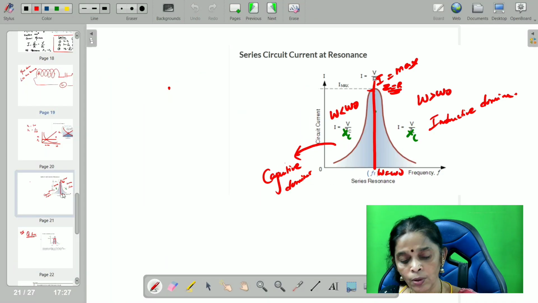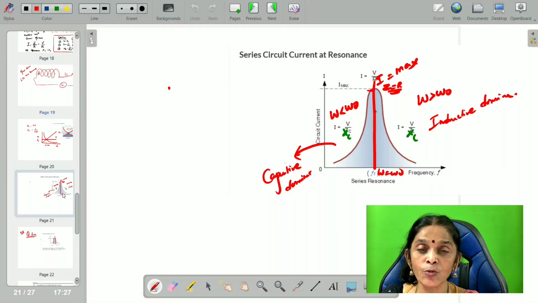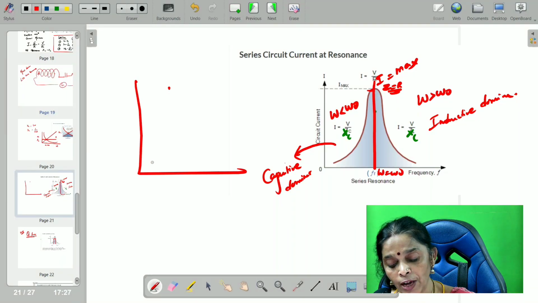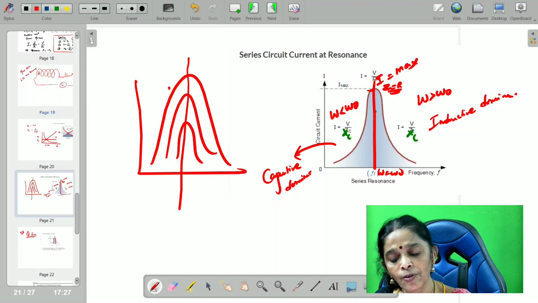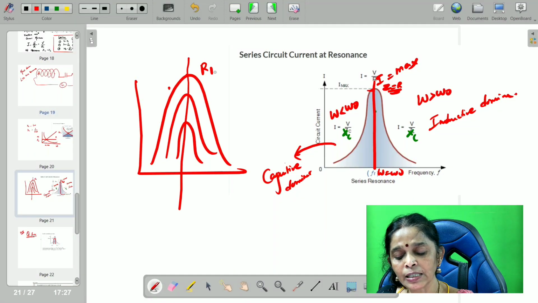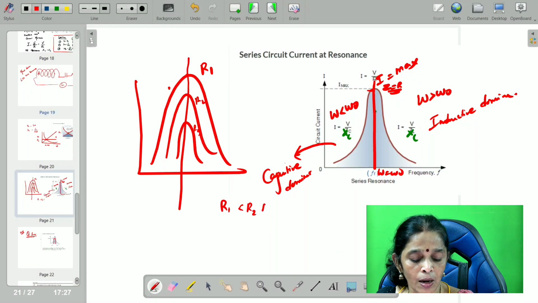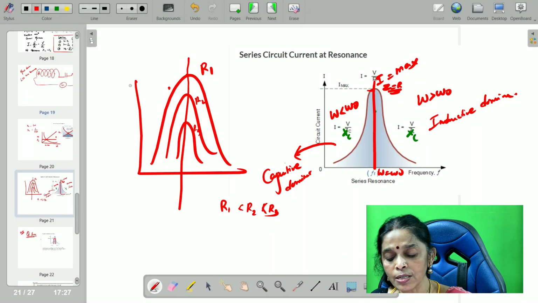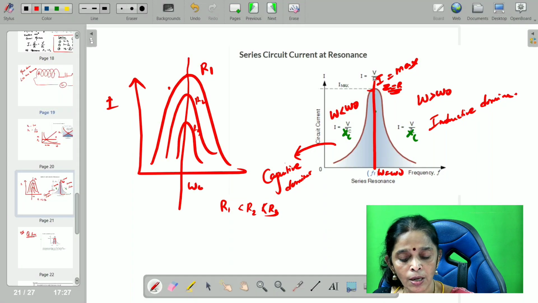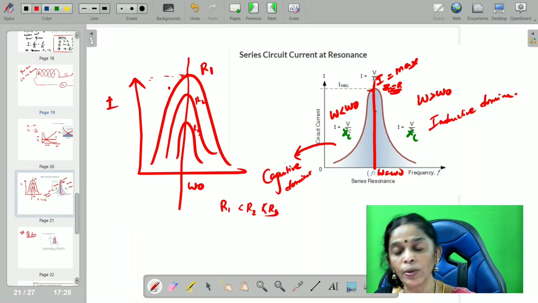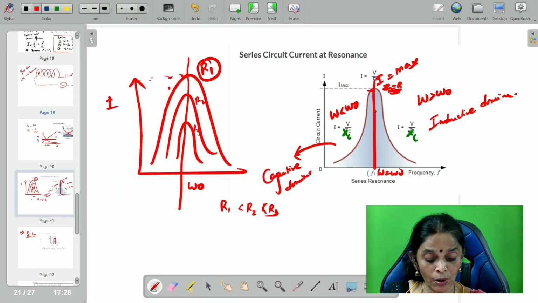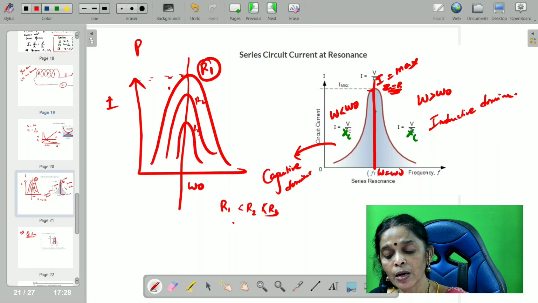Here, I have given only one graph, for only one resistance. Suppose I vary this resistance value, you have to draw multiple resistance graphs like that. This is R1, maximum current, then R2, R3. So R1 is less than R2 is less than R3. How do you know? Because where resistance is more, the current will be lesser. Here resistance is less, therefore the current is maximum. So R1 is less than R2. This is called the resonance graph.